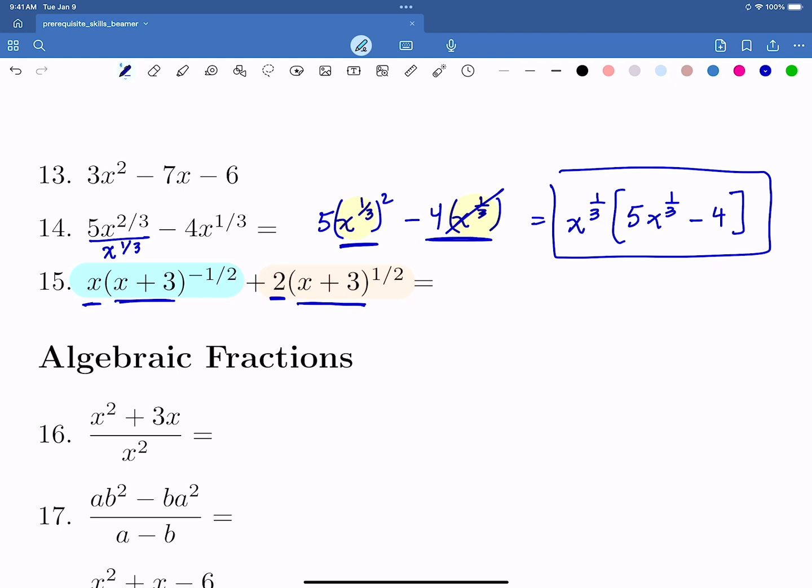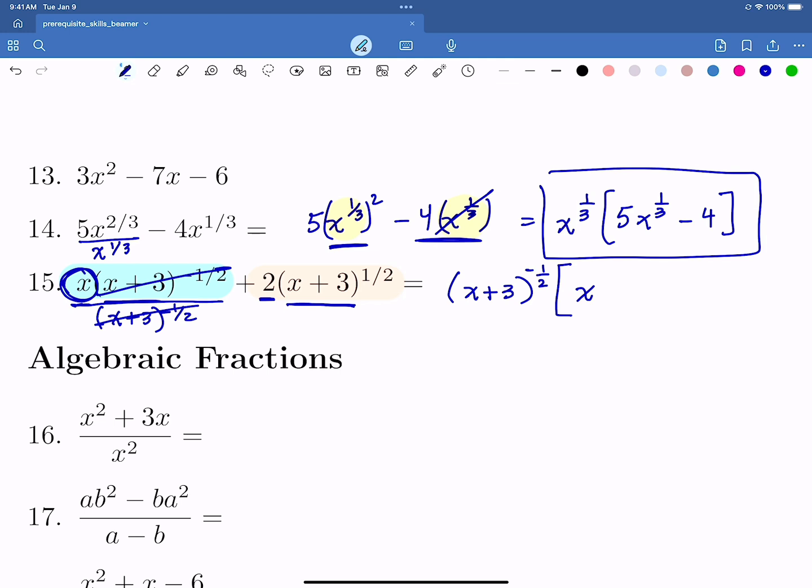We're going to factor out the negative 1/2. That's what they have in common. X plus 3 to the power negative 1/2. Now, we're going to see what's left behind when I factor that out. Factoring out means dividing. So I'm dividing by, think of taking this whole term and dividing it by x plus 3 to the power negative 1/2. Well, that just cancels out. All that's left is the x. So that one was easy.